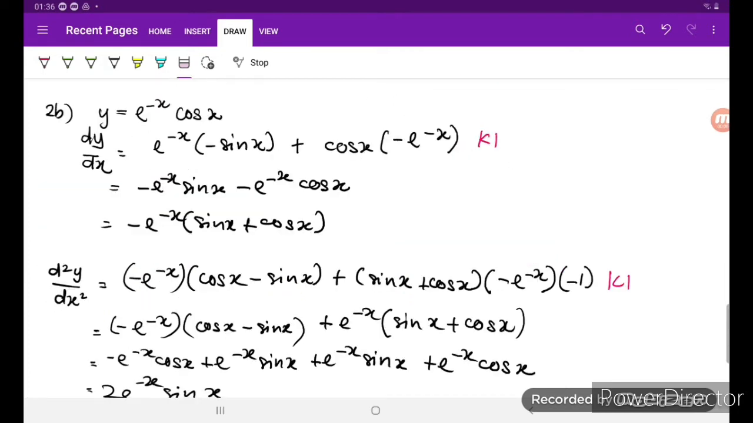Okay, for question 2b, the question is y equals e to the power of negative x cos x. You want to differentiate it, so you use the product rule. You will get K1.